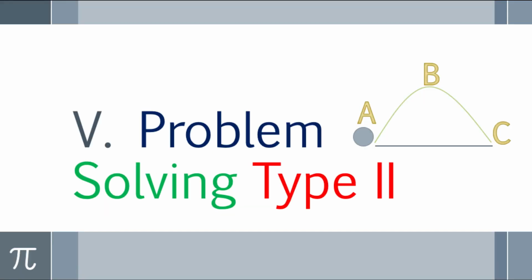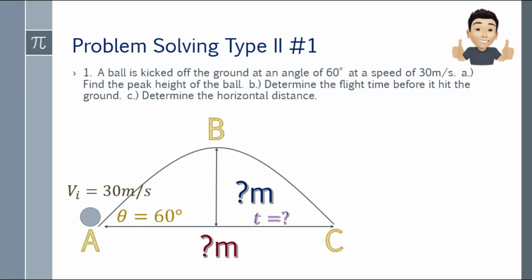Okay, let's move on. Problem solving type 2. So, problem solving type 2 natin, mapapansin mo, level ground lang siya. Wala siya sa cliff. So, A, B, and C. So, first question. A ball is kicked off the ground at an angle of 60 degrees at a speed of 30 meters per second. Find the peak height of the ball. Letter B, determine the flight time before it hits the ground. And letter C, determine the horizontal distance.